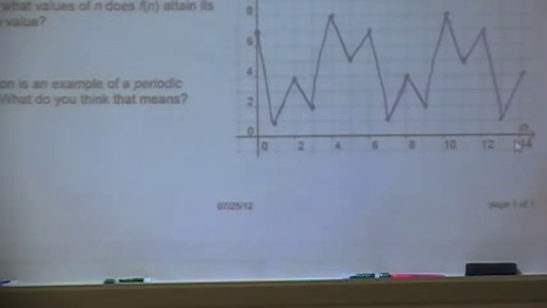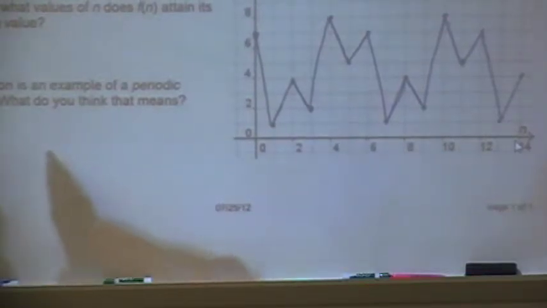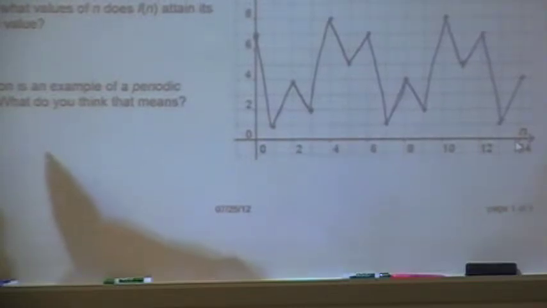All these critical values keep repeating themselves how often? Every 6. So this function is what we call a periodic function. What do you think that means? For a period of time, it's the same. Exactly. It does something for a period of time.